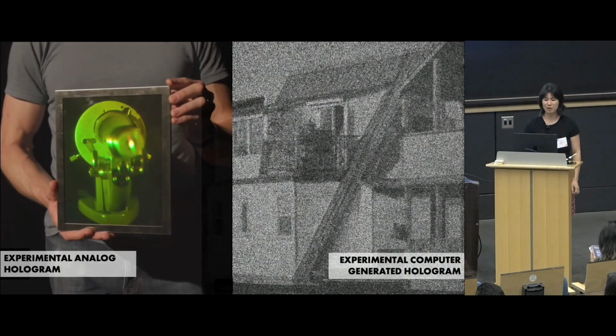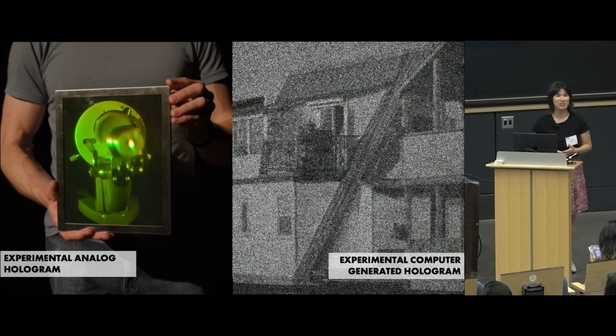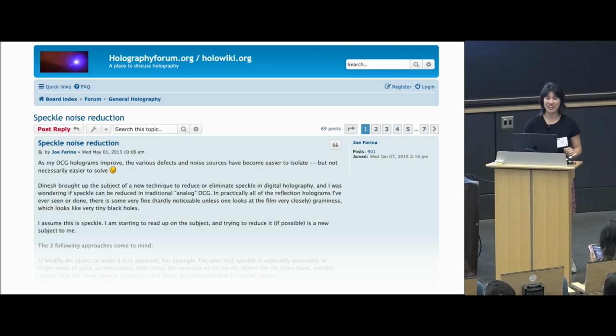So let's take a moment and pause. You're probably wondering, why is this speckle such a problem in these computer-generated holograms, but maybe not in these analog holograms? And the short answer is that speckle is a problem in all holograms, including the analog ones, but it's a lot less noticeable. I found this very charmingly old-school looking holography forum where one of the users is trying to ask other users on how to solve speckle noise in their analog holograms.